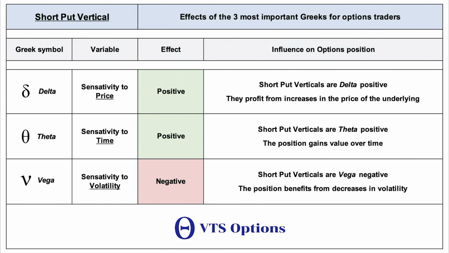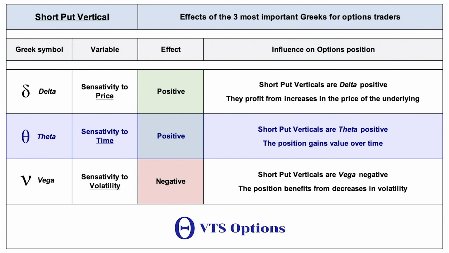The option Greeks are statistical values that provide us a way to measure the sensitivity of an option's value with respect to other factors. The three main ones we focus on are delta, theta, and vega: price, time, and volatility. Delta is the option sensitivity to price. Short put verticals are delta positive. They're bullish trades, and we do want the underlying to go up, which makes them delta positive.